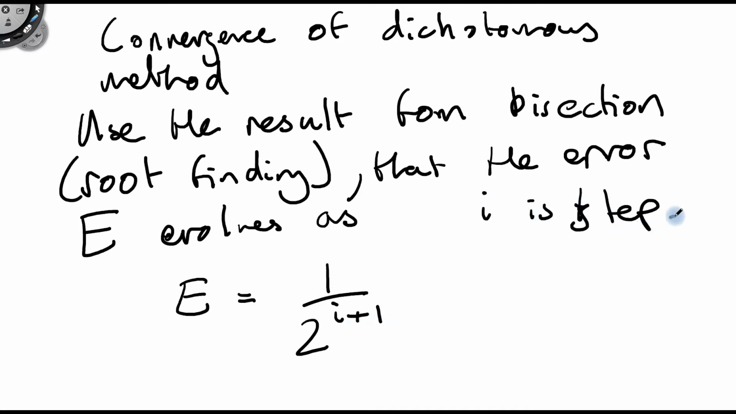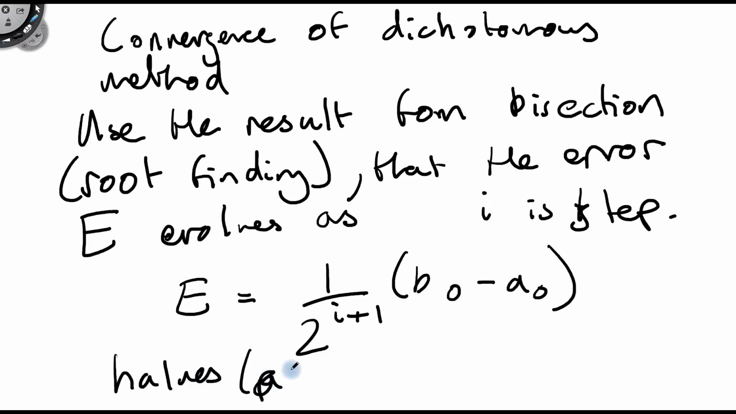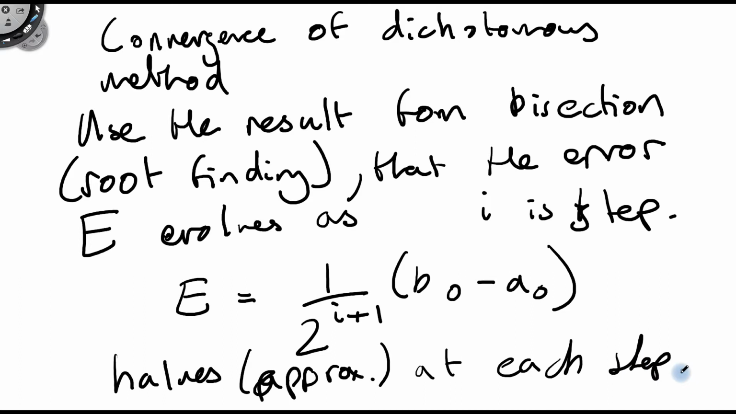In this case, okay, we have to get used to the different notation. b0 minus a0. So that's our initial bracket, initial interval, and the error just halves approximately. Okay, there's a little epsilon in there, but approximately halves. I'm going to use that approximation at each step. It halves approximately at each step. And given epsilon is small, that's a very good approximation.